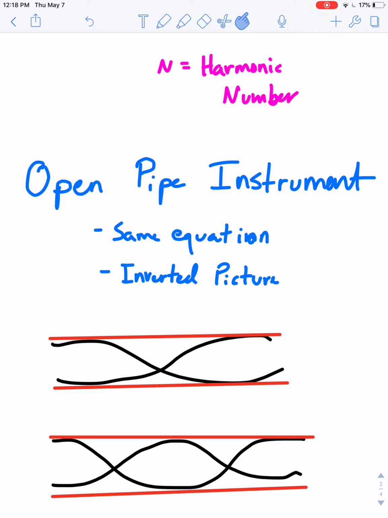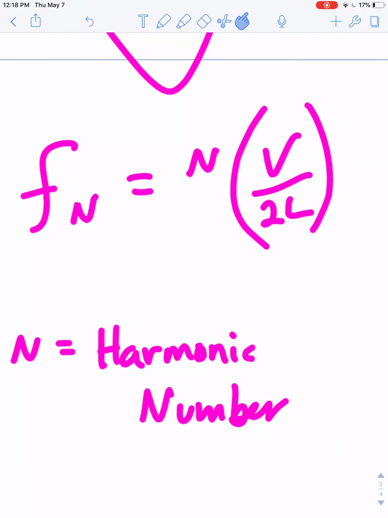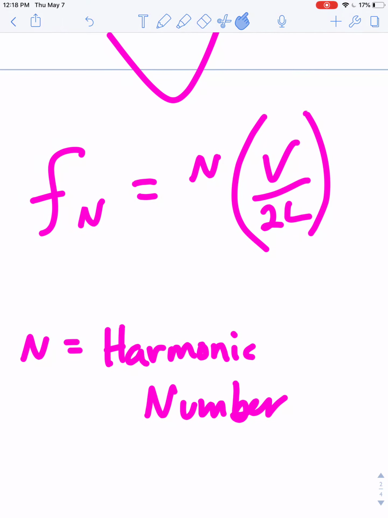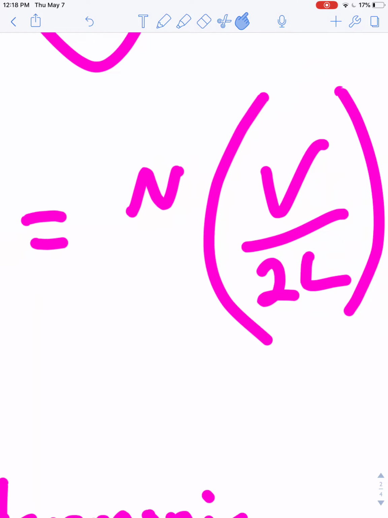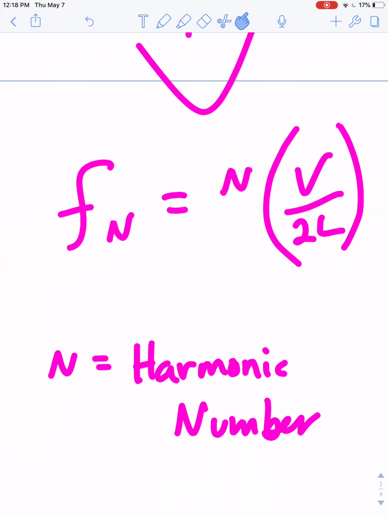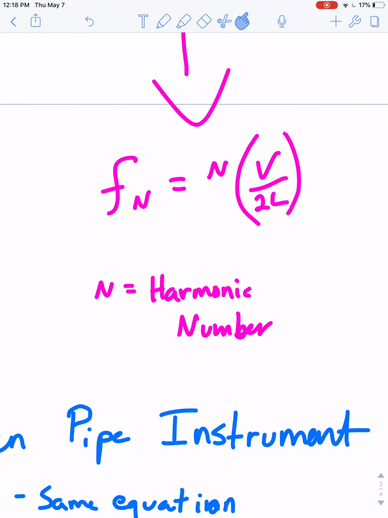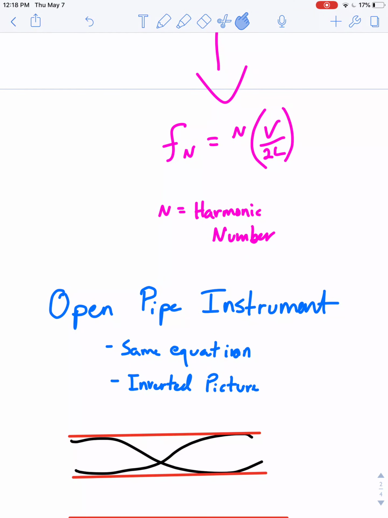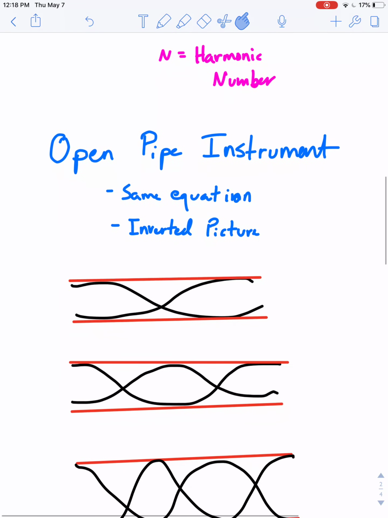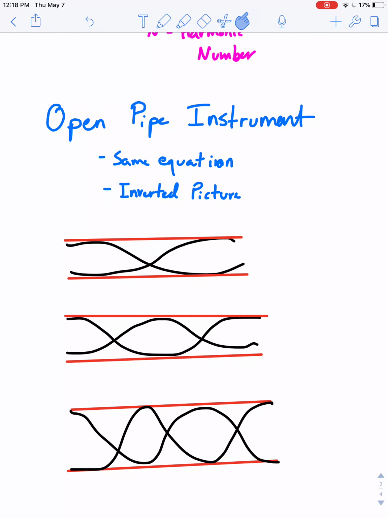So if we look here, the equation for an open pipe instrument, looking at the harmonics for standing waves, is going to be the same as here in the pink. So F of the harmonic number is going to equal that harmonic number integer multiplied by velocity divided by 2 times the length of that pipe. The only difference for an open pipe instrument is the pictures are now inverted.